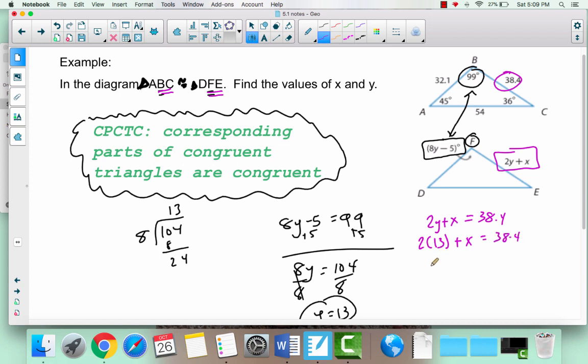Then we can multiply that out. We get 26 plus x equals 38.4, and then subtract that 26 over, and we get that x is equal to 12.4. And we're done. Okay, so it's all about matching up the different parts of the shapes based on the congruent statement. Make sure you know what CPCTC stands for.